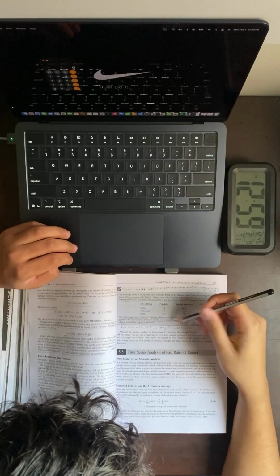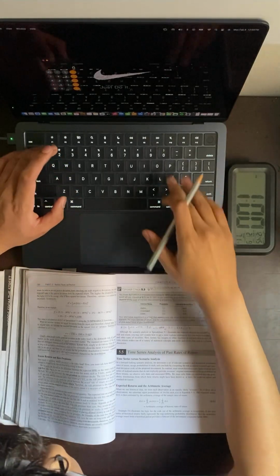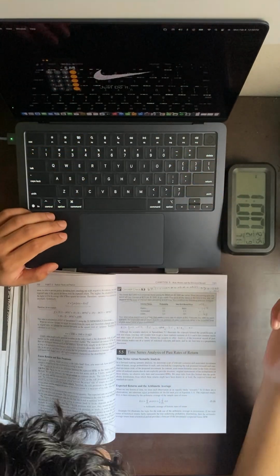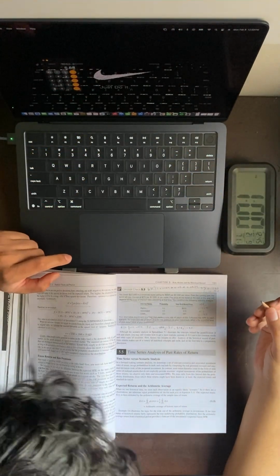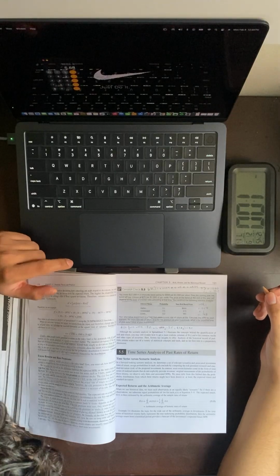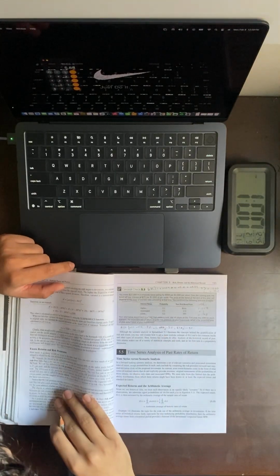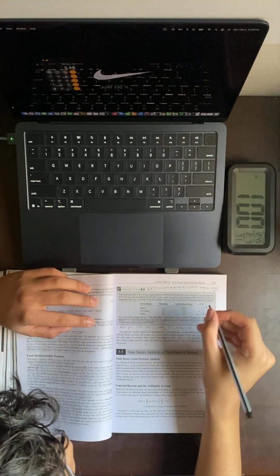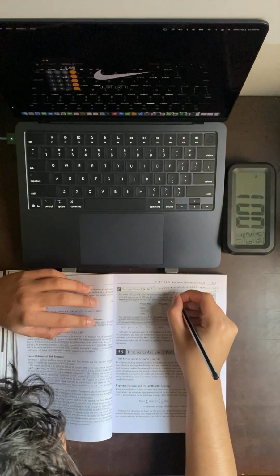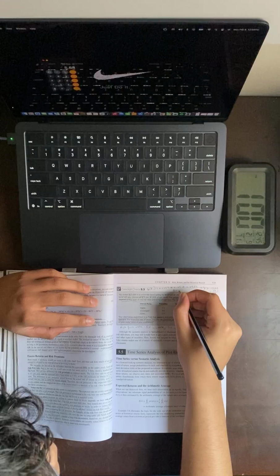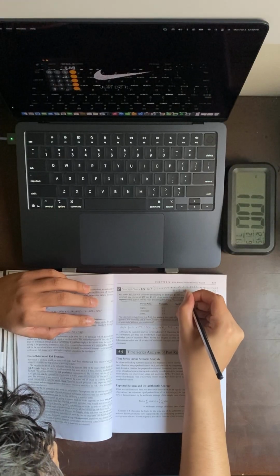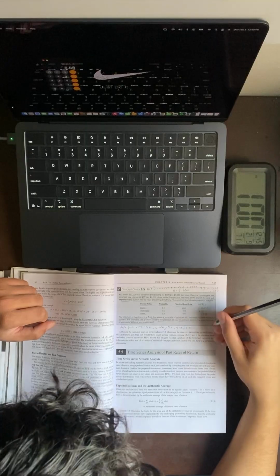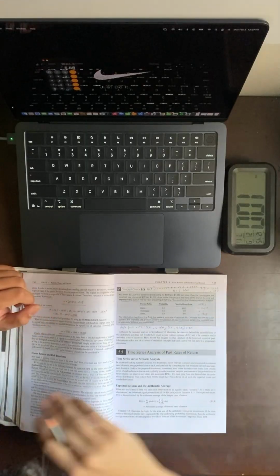Okay, that's done. Risk premium. So the risk premium is 10.88 minus 5, which is 5.88%. What is the symbol for risk premium? I think we used theta, so we'll just use theta again. Okay, what is the expected end of year dollar value?